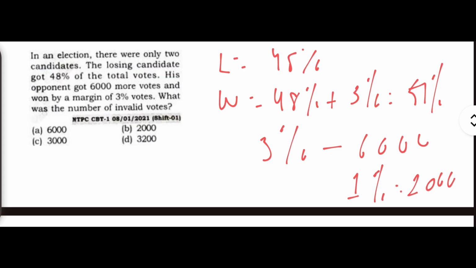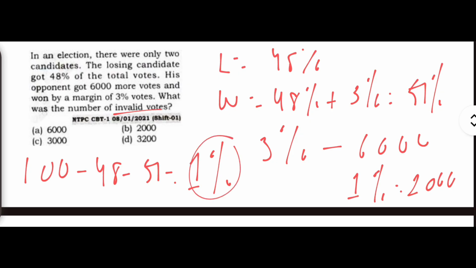We need to find what was the number of invalid votes. So guys, this was your total votes. These are your valid votes of the loser. These are your valid votes of the winner. So 100 minus 48 minus 51 is 100 minus 99, that is 1%, your invalid votes. And what is 1%? It is nothing but 2000. So answer is B.